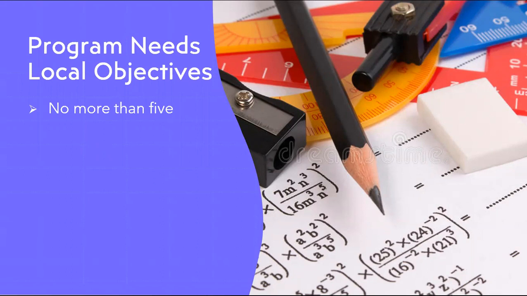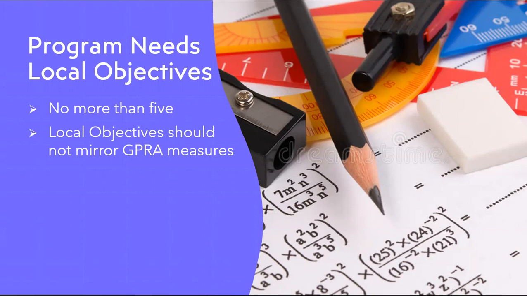We suggest not having more than 5 local objectives. If you have more than that, it's just going to make it more difficult to gather data, and a lot of times we see them become redundant. They'll have 8 objectives and 2 or 3 of them are really the same objective reworded a little bit.